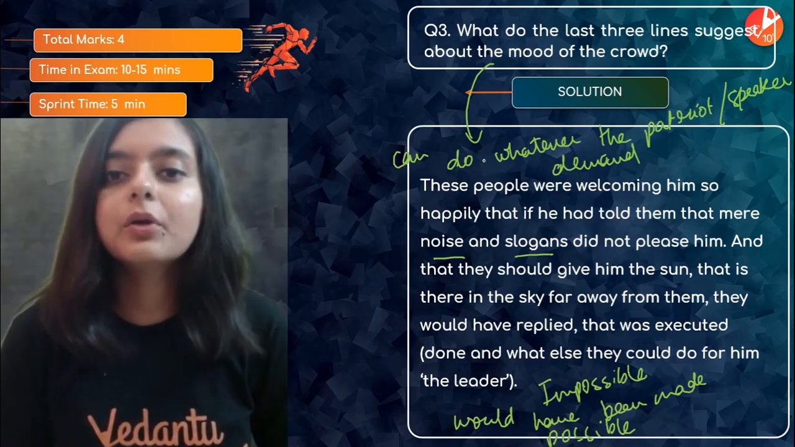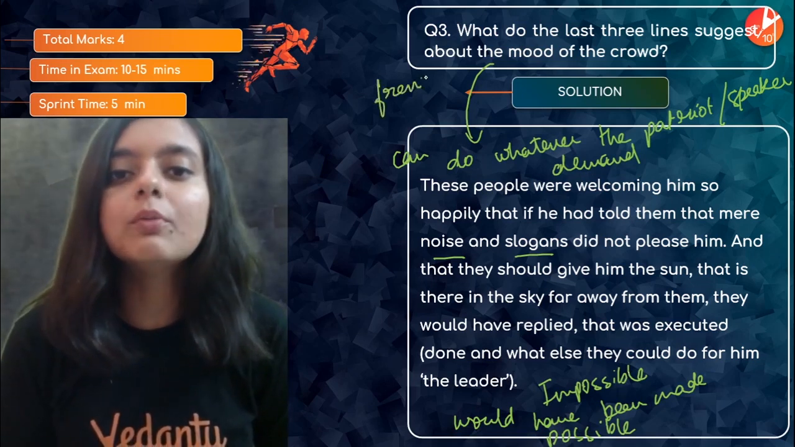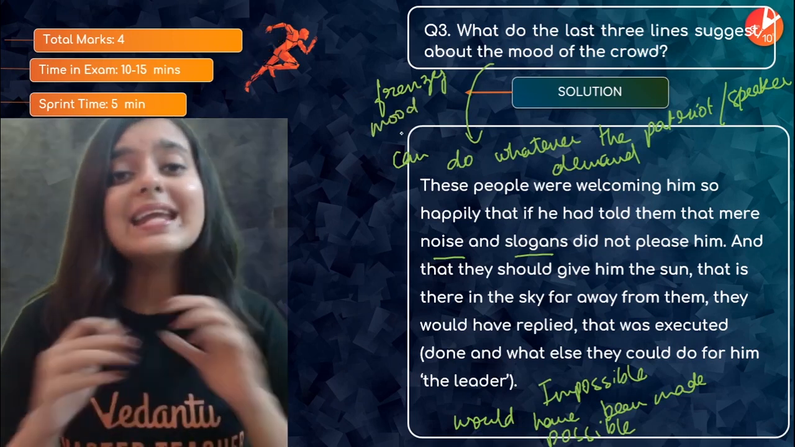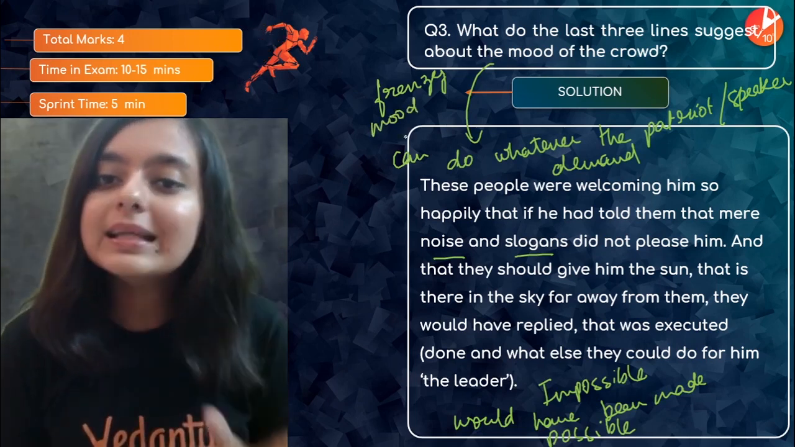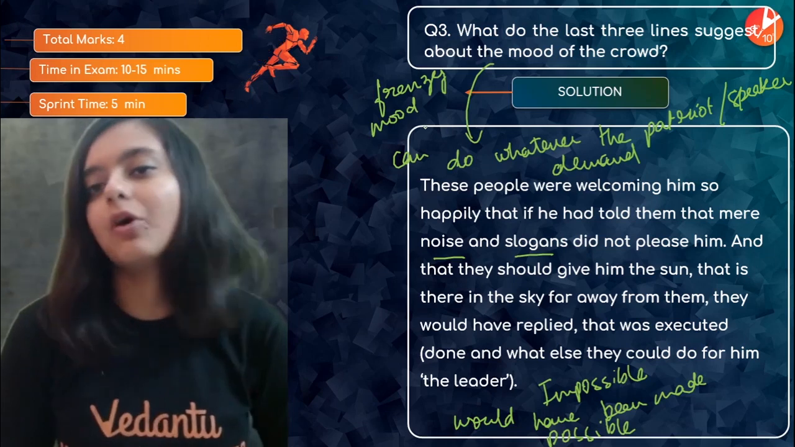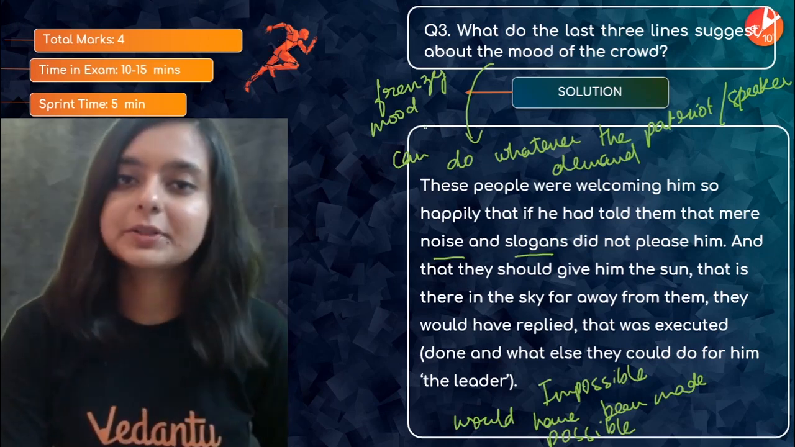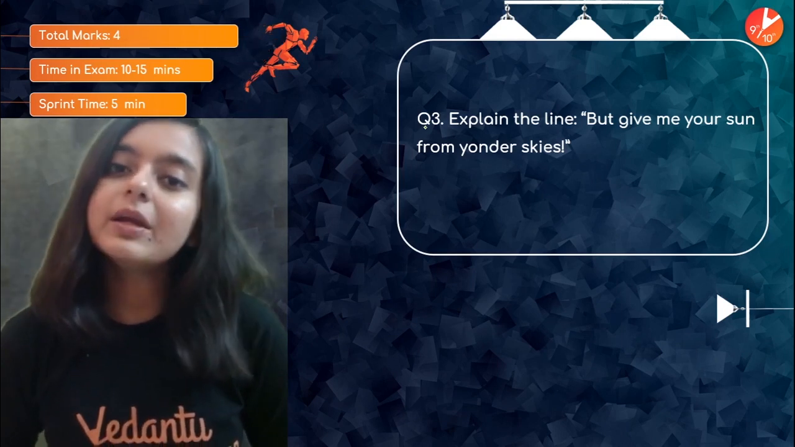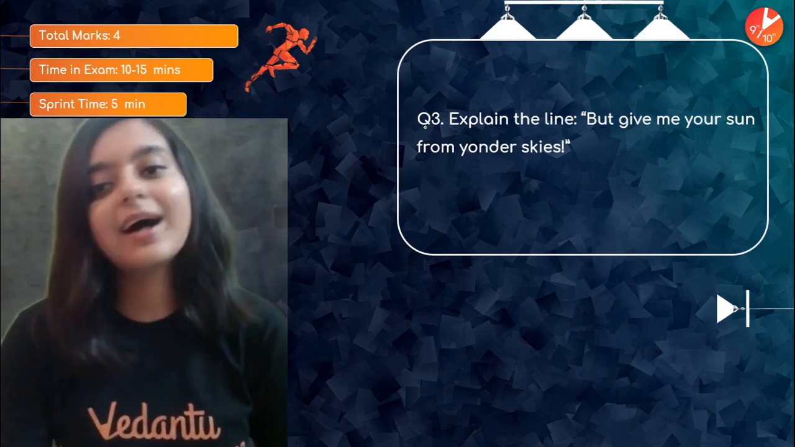So you can say that they were in a frenzy mood, and they could do anything for the hero or the patriot. Next is, explain the line, but give me your son from yonder skies.